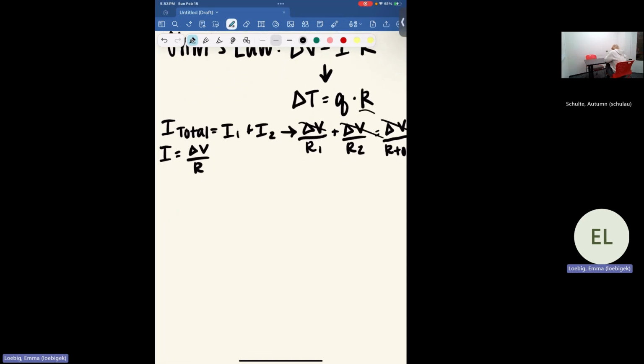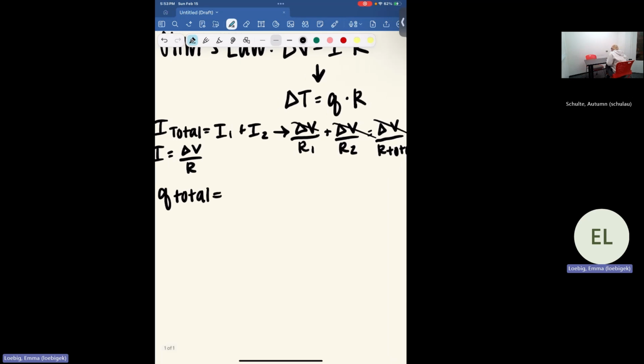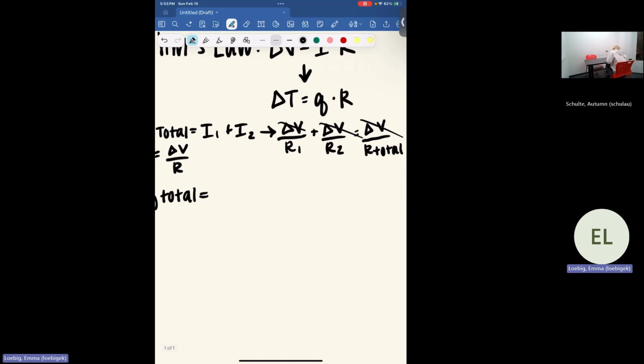Now if we take this equation and put it in terms of our current, or in this case Q, our Q total heat flow is going to be equal to the change in temperature over resistance 1 plus the change in temperature over thermal resistance 2.